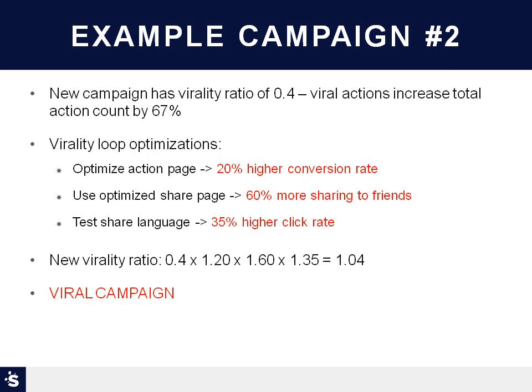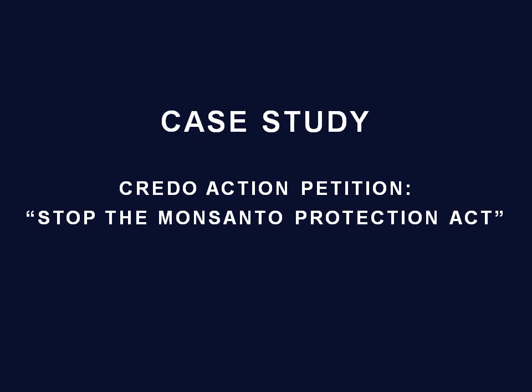And then you get that explosive growth. So with that said, let's move on to some concrete examples. We're going to look at two different case studies now. The first one comes from Credo Action, which for those of you who aren't familiar, is an organization that does a lot of petition campaigns around politically progressive causes. The example we're going to look at from them is a petition they ran against Monsanto.